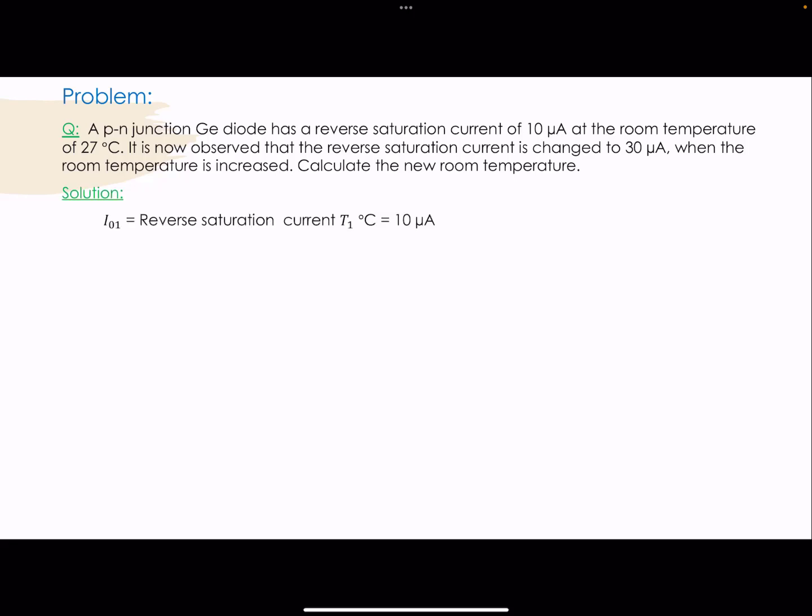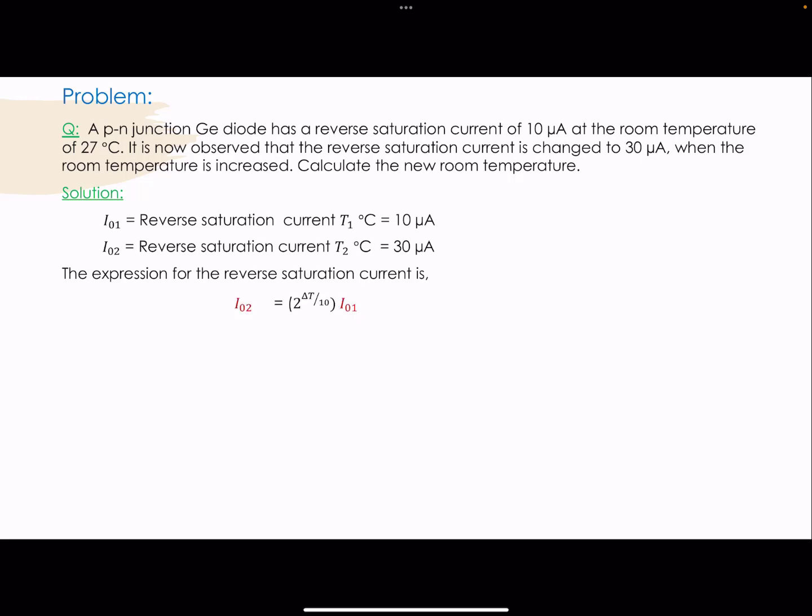According to the given data, we know that I01 is equal to reverse saturation current at T1 degrees centigrade, and it is given as 10 microamperes, whereas I02, which represents the reverse saturation current at T2 degrees centigrade, is given as 30 microamperes. Now we know the expression for the reverse saturation current as I02 is equal to 2 to the power of delta T by 10 into I01. Now substituting the given values in this expression, we get 30 into 10 to the power of minus 6 is equal to 2 to the power of delta T by 10 into 10 into 10 to the power of minus 6, which is 2 to the power of delta T by 10 is equal to 3.